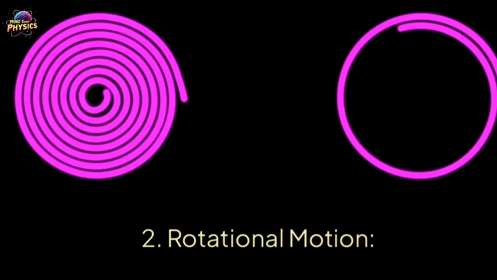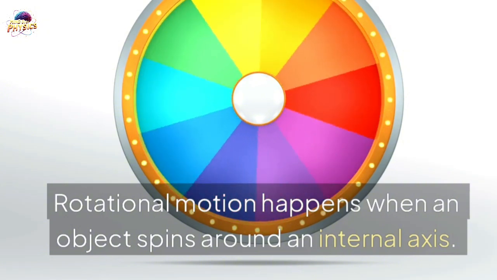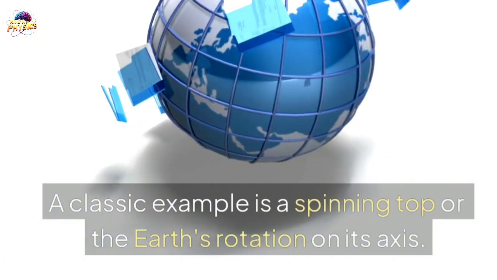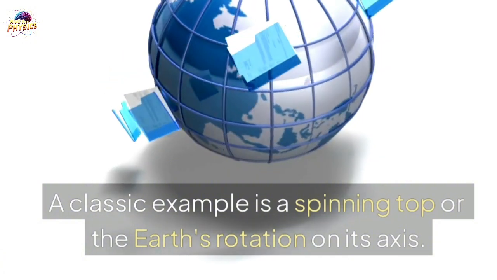2. Rotational motion. Rotational motion happens when an object spins around an internal axis. A classic example is a spinning top or the Earth's rotation on its axis.